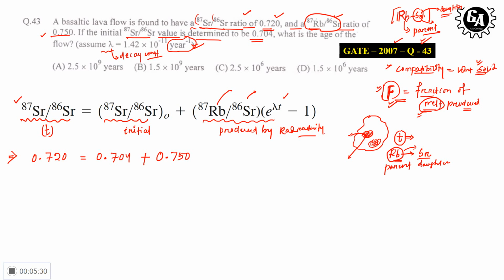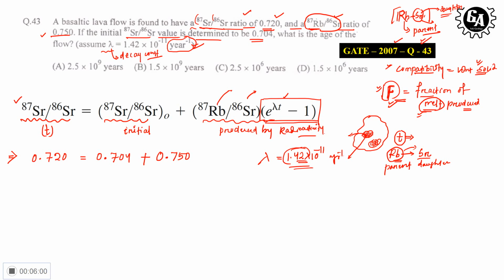Okay, so in this particular question, what actually is happening is this e to the power lambda t minus 1. You can see the lambda value is 1.42 into 10 to the power minus 11 per year. Oh sorry, this is not very big, this is a very small number, 1.42 into 10 to the power minus 11.